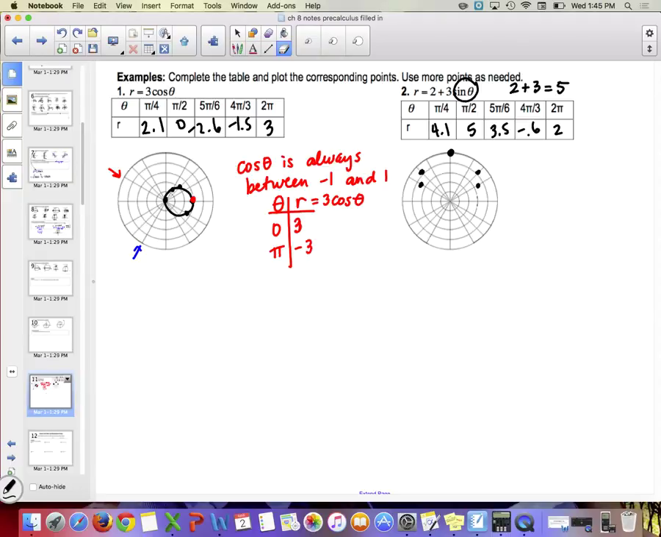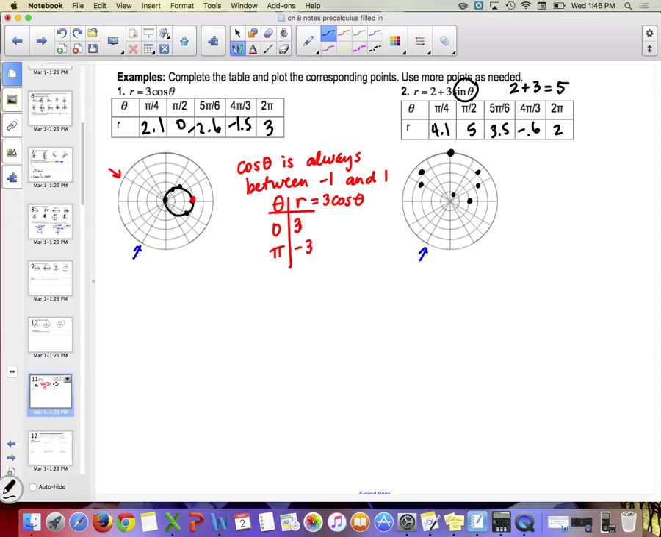All right, what about 4 pi over 3? So 4 pi over 3 is along this line right here. So we're going back 0.6. So somewhere right in there. And then the 2 pi, we go out 2. It's like that. So we got a lot going on.